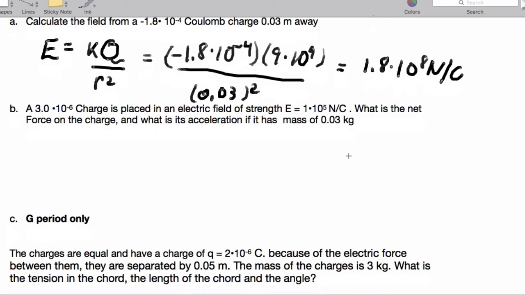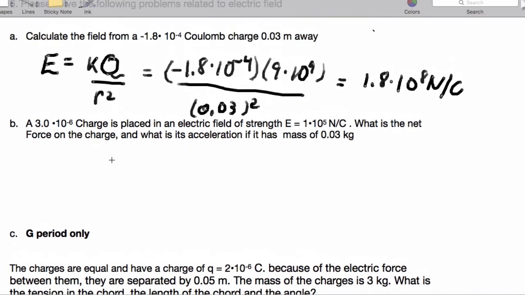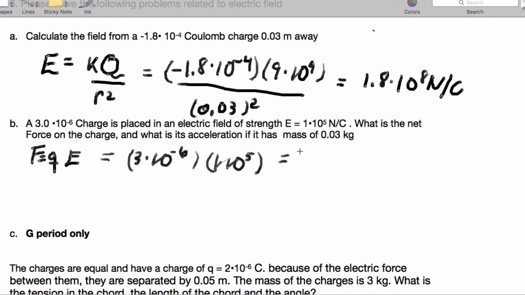Then we have a 3 times 10 to the negative 6 charge placed in this electric field. We want to know the net force on the charge, so this acceleration has a certain mass. All right. Here we have F is Q times E, where Q is the charge, and that's going to be 3 times 10 to the negative 6th times 1 times 10 to the 5th, and that's going to give us 3 times 10 to the negative 1 newtons.